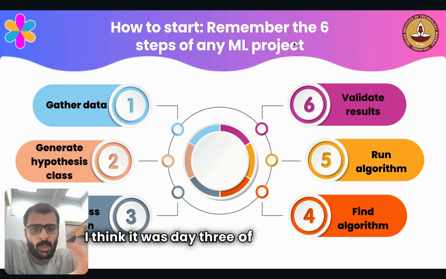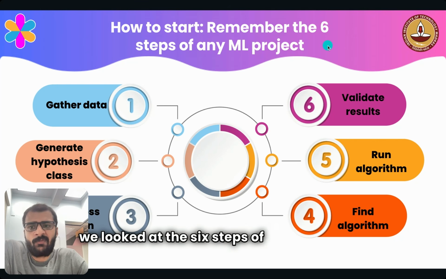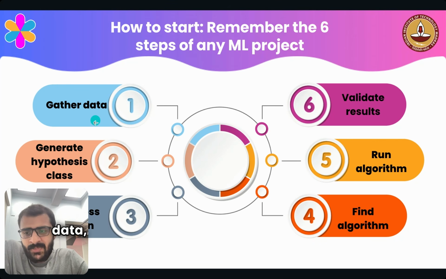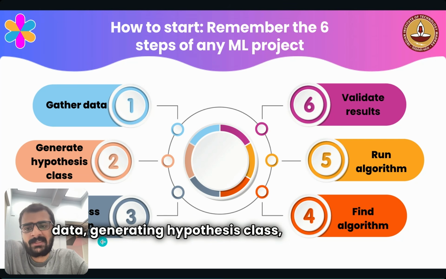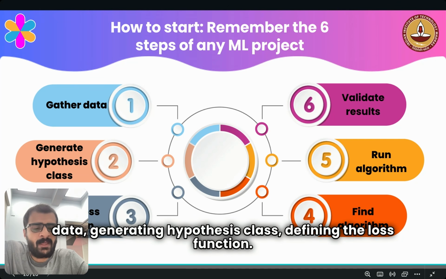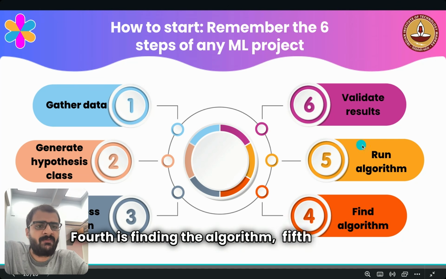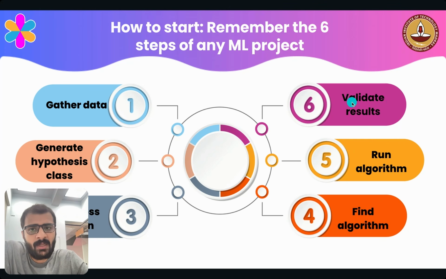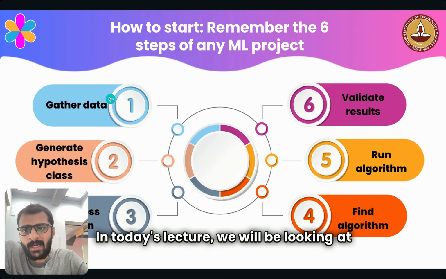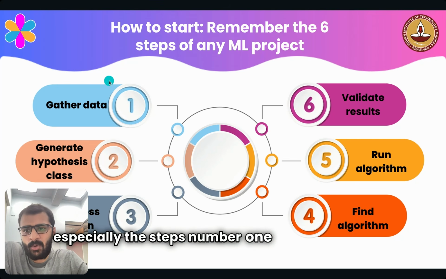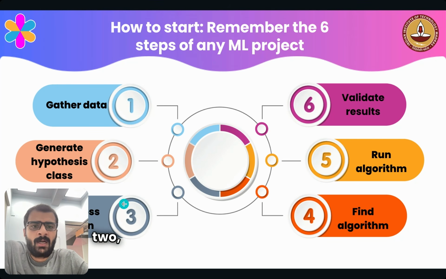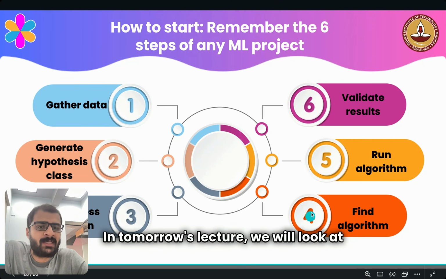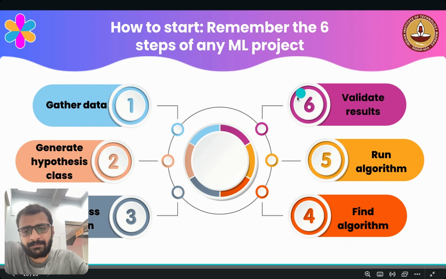I think it was day 3 of this series where we looked at the 6 steps of any ML project, and we saw that the 6 steps are gathering the data, generating the hypothesis class, defining the loss function, fourth is finding the algorithm, fifth is running the algorithm, and sixth is validating the result. In today's lecture, we'll be looking especially at step number 1 and step number 2, and a bit about step number 3. In tomorrow's lecture, we will look at step 4, step 5, and step 6.